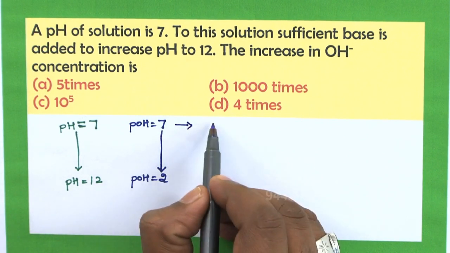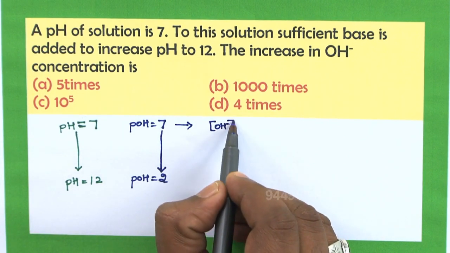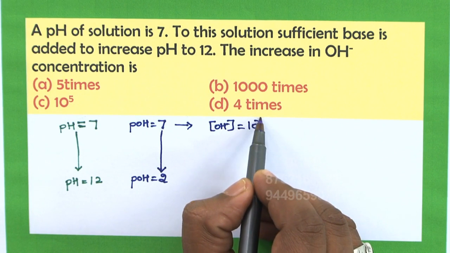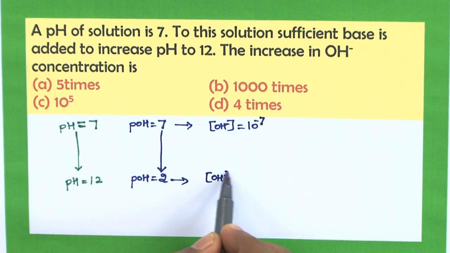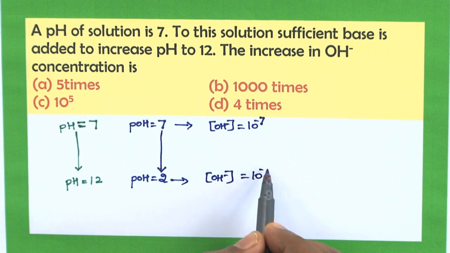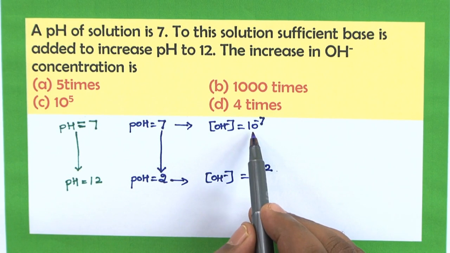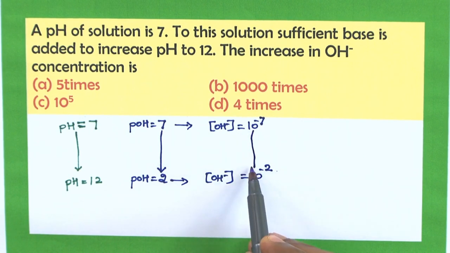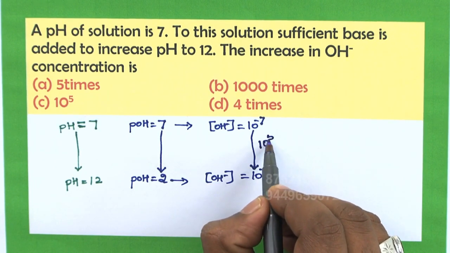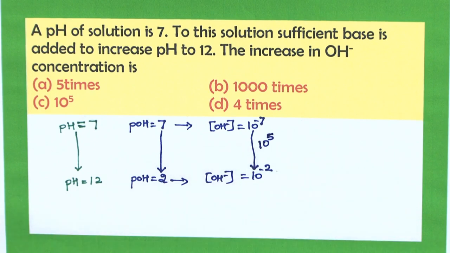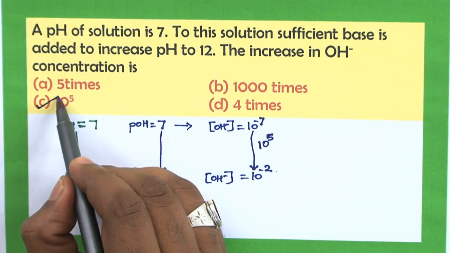pOH 7 means the OH minus ion concentration is equal to 10 to the power minus 7. pOH 2 means the OH minus ion concentration is equal to 10 to the power minus 2. If you look at this, the OH minus ion concentration has increased from 10 to the power minus 7 to 10 to the power minus 2. This can be done by adding a base 10 to the power 5 times. So the answer is option C.